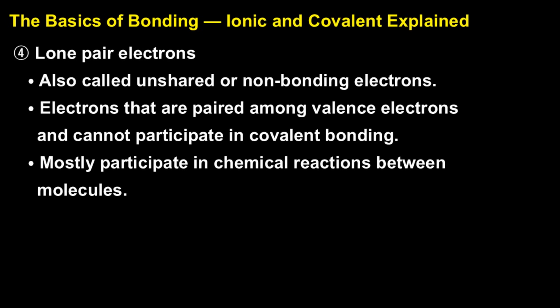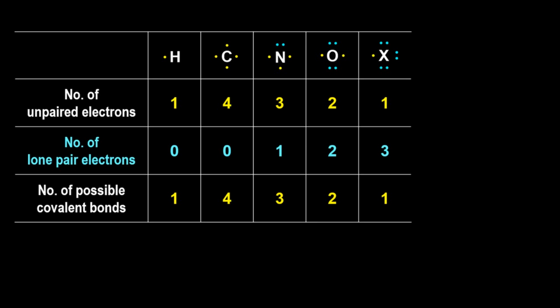So understanding the difference between unpaired electrons and lone pairs is really important if you want to predict how atoms bond and how molecules will interact in chemical reactions. This table shows the electron configurations of key atoms, including hydrogen, carbon, nitrogen, oxygen, and the halogens. And like I mentioned earlier, the number of unpaired electrons tells us how many covalent bonds an atom can form with other atoms, so keep that in mind as we go through the table.